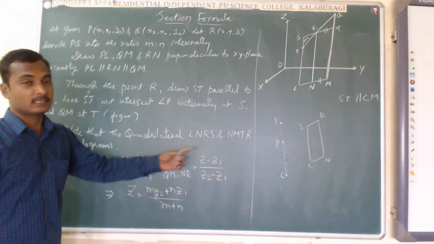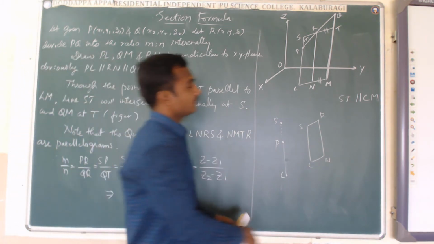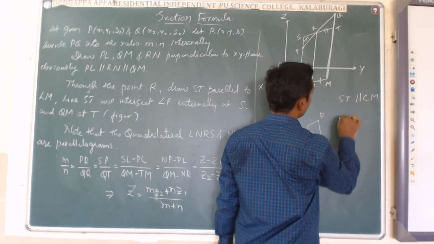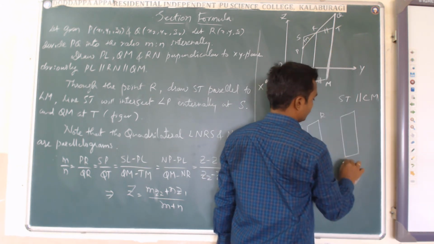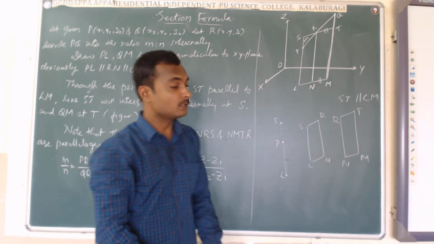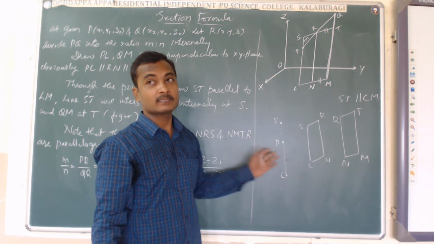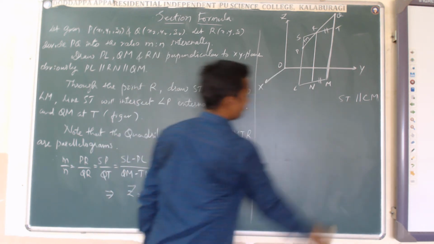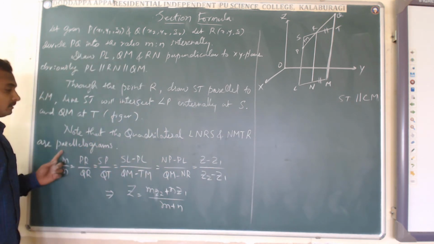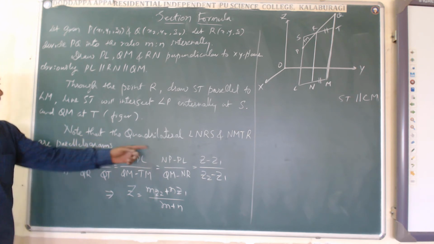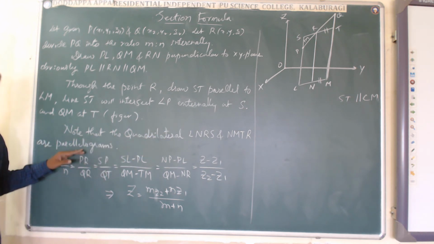And they construct another quadrilateral, NMTR. You can see this one, NMTR. So there exist two quadrilaterals. It constructs the two quadrilaterals. And you can see the quadrilaterals are nothing but parallelograms.